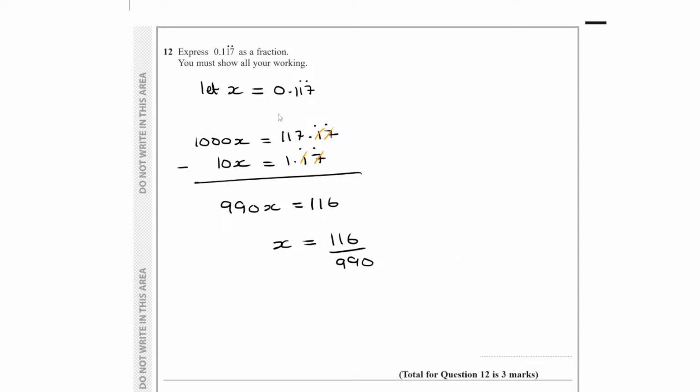Now, this one, when I looked at the mark scheme, they've given that as an answer, that's fine, because they didn't specify that you had to simplify it, but I feel like naturally we want to. The way to simplify it is it only divides by 2, which is not too difficult. So you can write either 116 over 990 or 58 over 495, whichever of those two is the correct answer, that's fine. So again, another really nice one, as long as you just know that method.